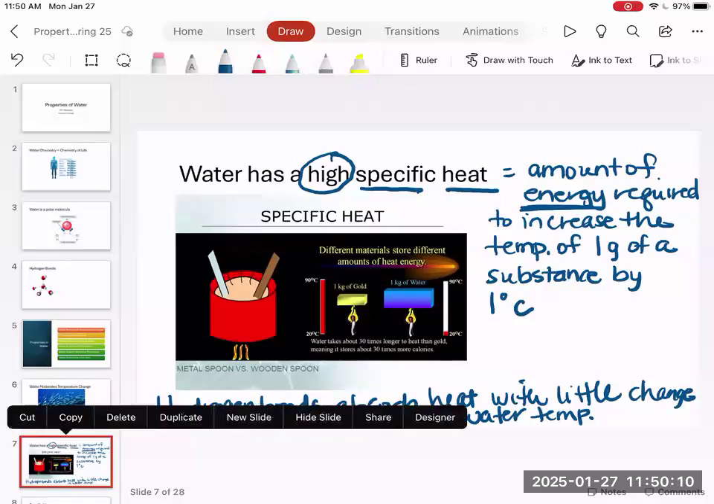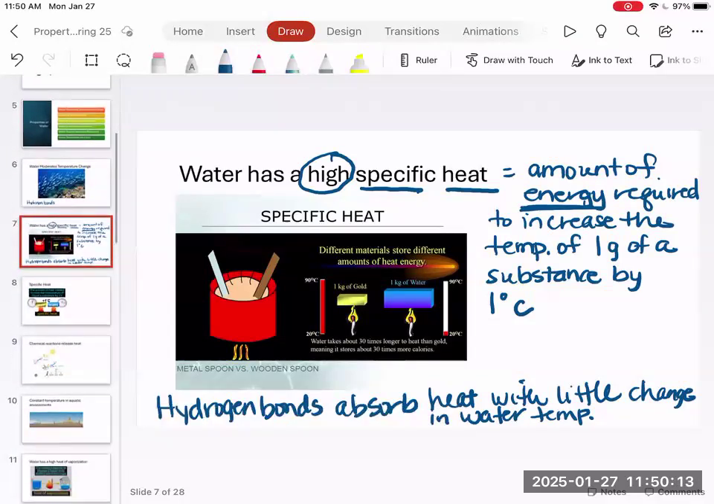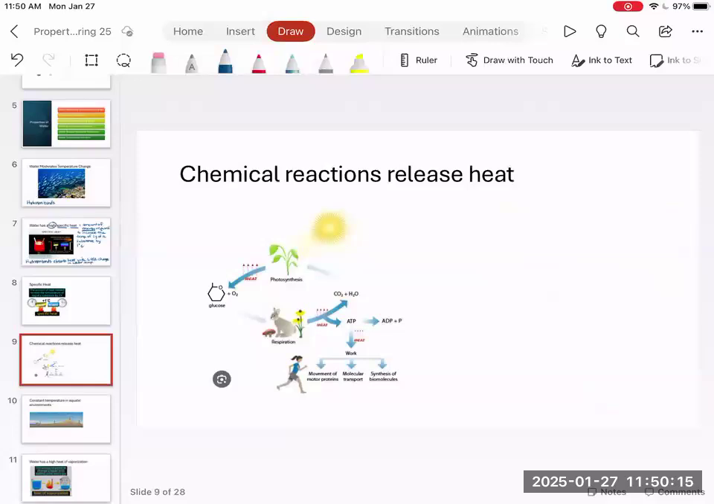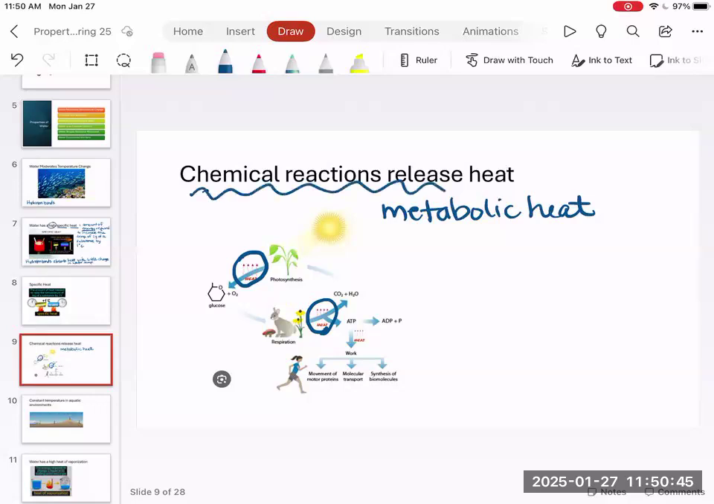What does this have to do with living organisms? First of all, chemical reactions that take place in living organisms release a lot of heat. And you can see in this picture, photosynthesis is releasing heat, cellular respiration is releasing heat. There are a lot of reactions in the body that release what we often refer to as metabolic heat. You don't necessarily need to know that phrase, but just the fact that chemical reactions release heat.